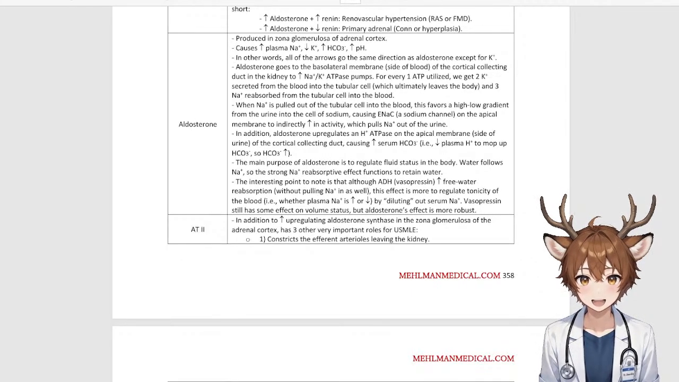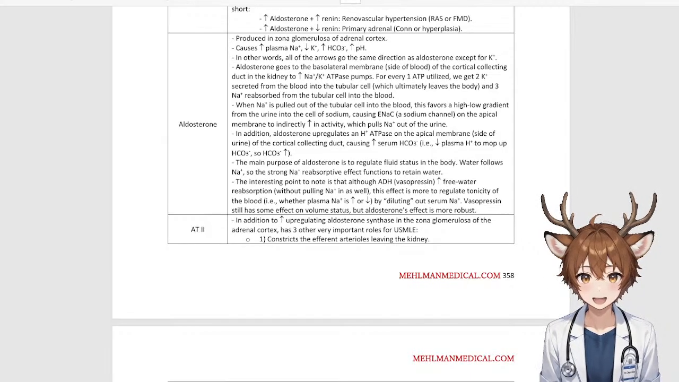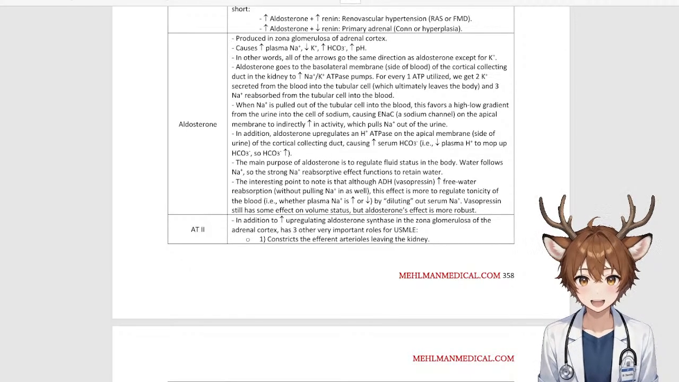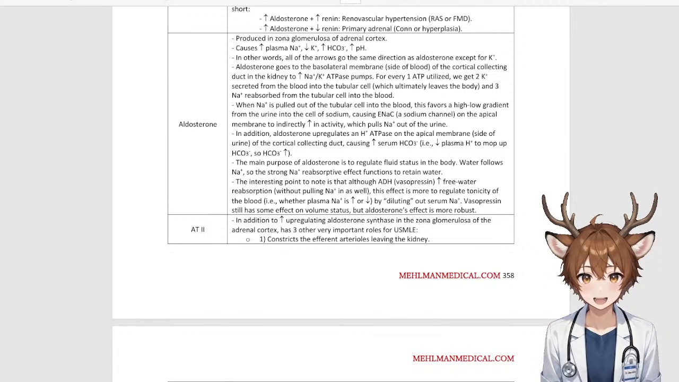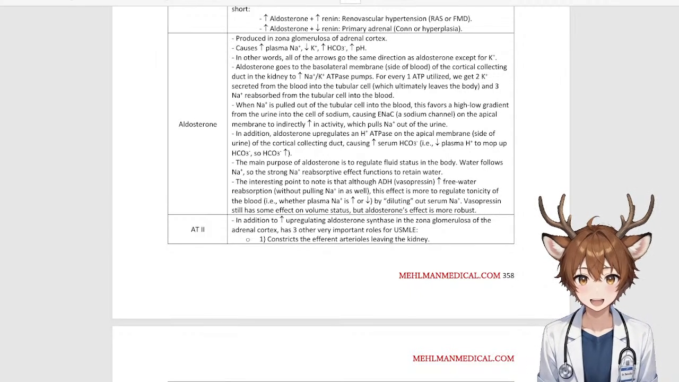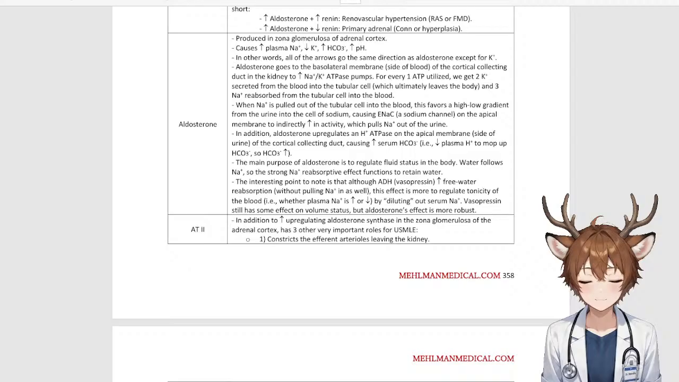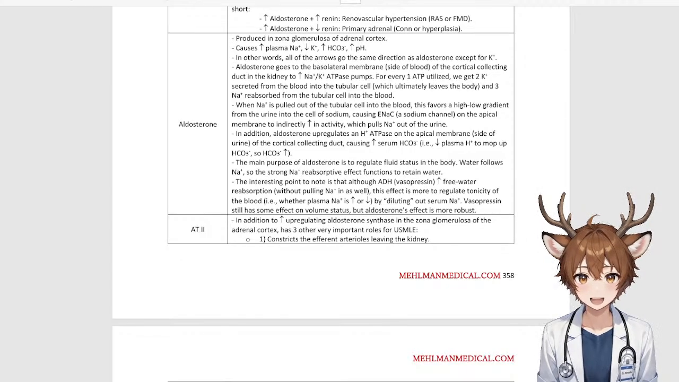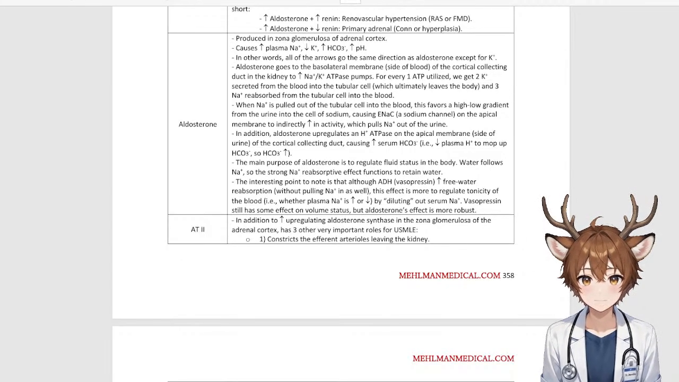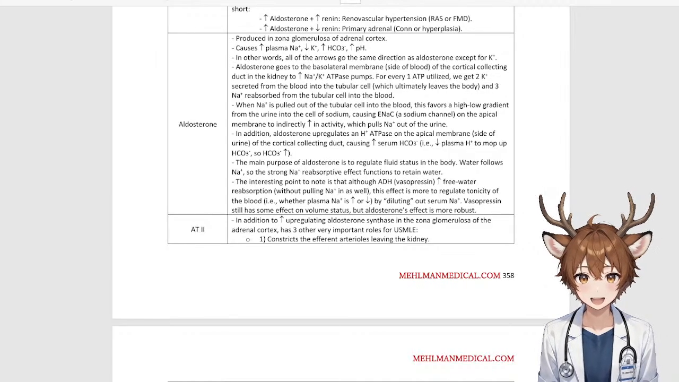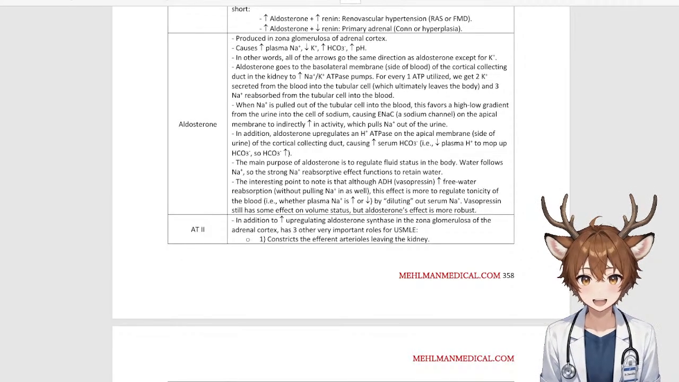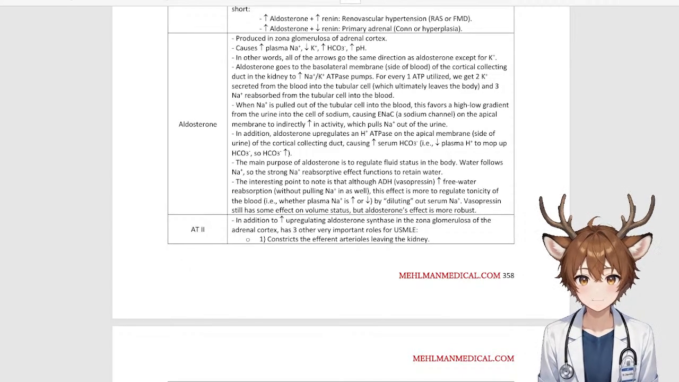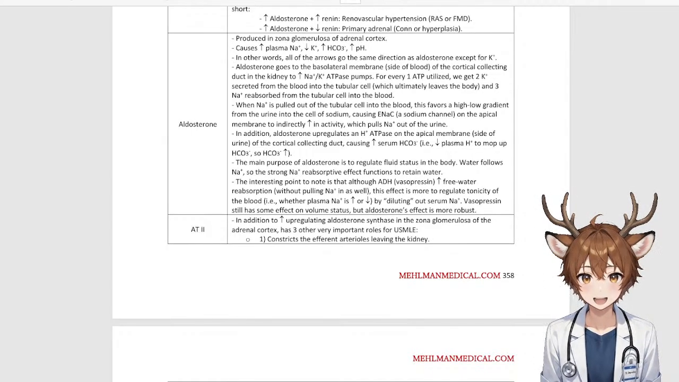Aldosterone goes to the basolateral membrane side, the blood side, of the cortical collecting duct in the kidneys to increase the sodium-potassium ATPase pumps. For every 1 ATP utilized, we get 2 potassium secreted from the blood into the tubular cell, which ultimately leaves the body, and 3 sodium reabsorbed from the tubular cell into the body. When sodium is pulled out of the tubular cell into the blood, this favors a high-to-low sodium gradient from the urine into the cell, causing ENaC, a sodium channel on the apical membrane, to indirectly increase in activity, which pulls the sodium out of the urine.